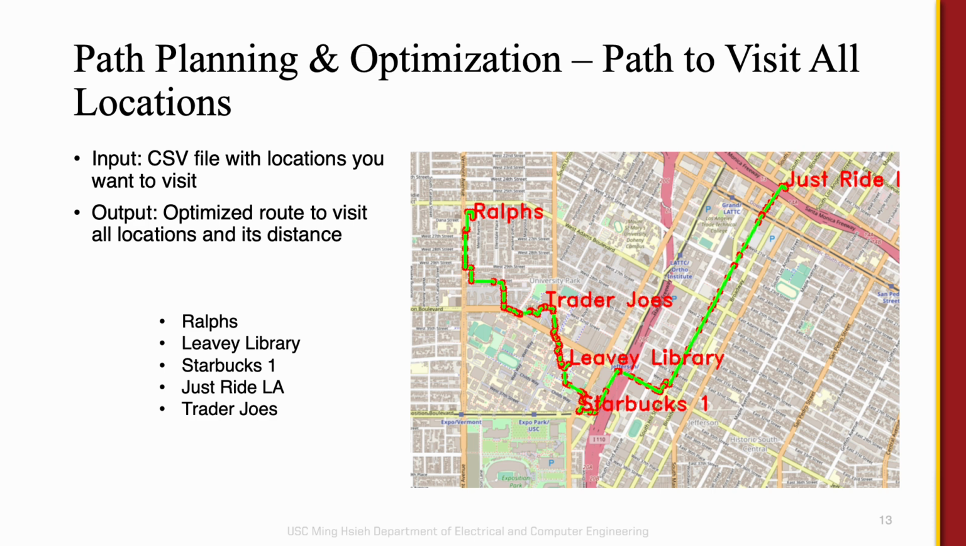The system also supports planning a route to visit a custom list of locations, optimizing the total distance traveled. For example, if you want to go to Ralphs, Levy Library, Starbucks, Just Right LA, and Trader Joe's, those five locations, the system will compute the best route for you with the minimum distance to visit all of the locations.